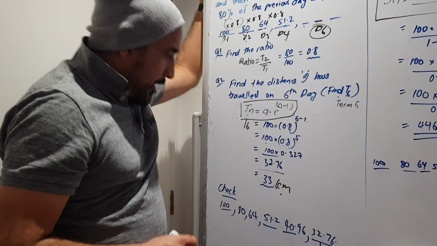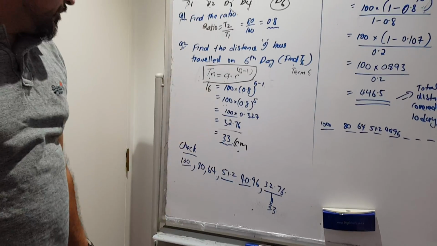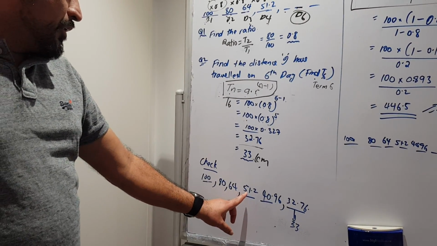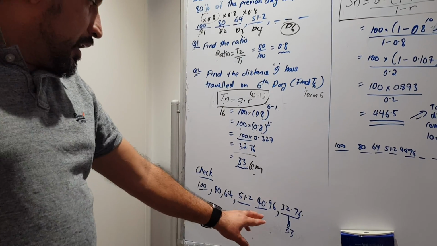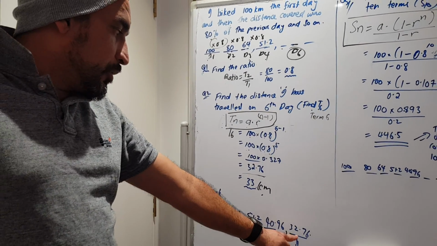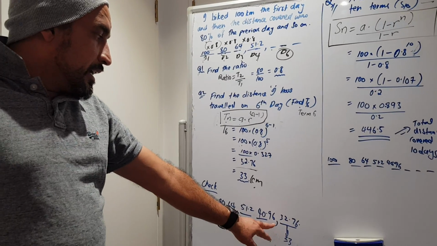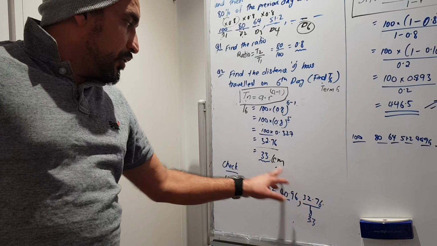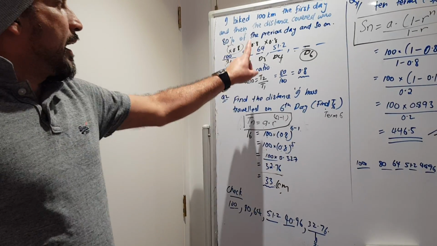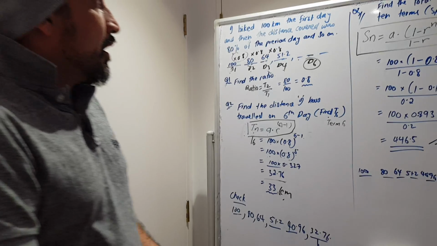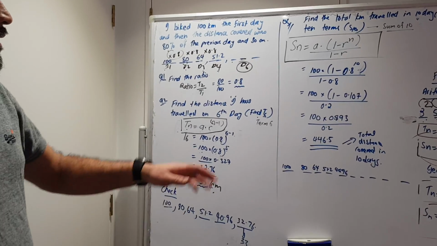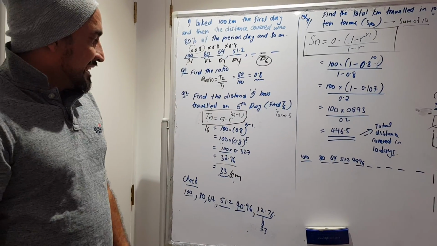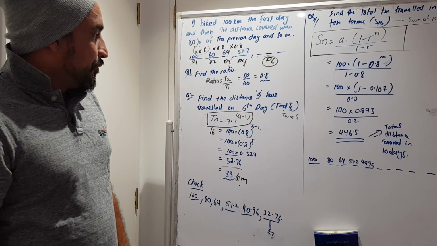Now, if you want to check, day 1 is 100, day 2 is 80, 64, 51.2, 40.96, 32.76, that's the 6th day. So you can also check like that just by calculating each day, right? So that's for finding a term using geometric.